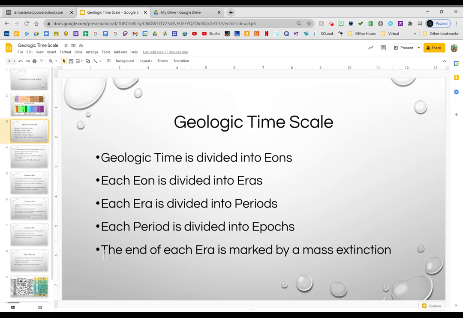One of the most important things we need to talk about is the fact that the end of each era is marked by a mass extinction. So, up here, when we talk about eras, we talk about the 3 main eras in Earth's history. Each era is marked by a mass extinction.